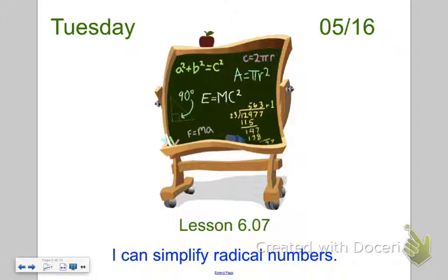Hi 8th grade, this is Miss B here with lesson 6.7, and today we're going to be learning how to simplify radical numbers instead of estimating them to the nearest 10th or 100th or thousandths place.